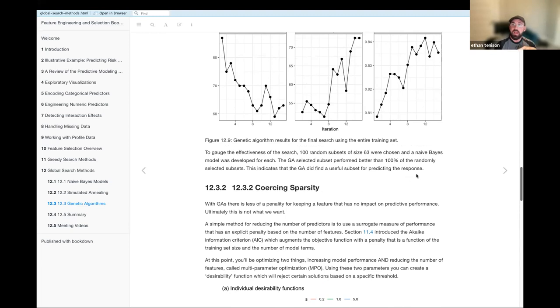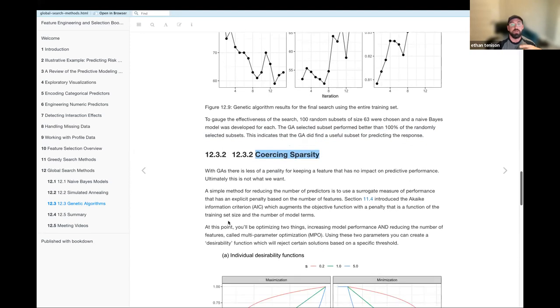One of the downsides to this method over simulated annealing is that without any sort of penalty, you could include many more predictors. So you have to kind of coerce it to have a preference for solutions that are more sparse. So that's why it's called coercing sparsity.